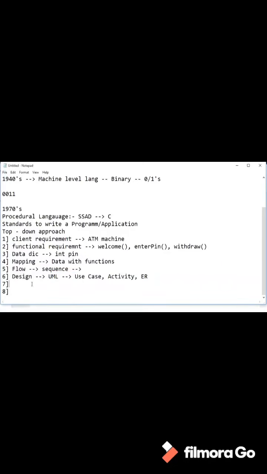So once our design is ready, then what we generally talk about is implementation. Yes, now we start creating our application. We start coding our application. In C language, you may start coding your application, right? So once your application is ready, what we do is we test our application.